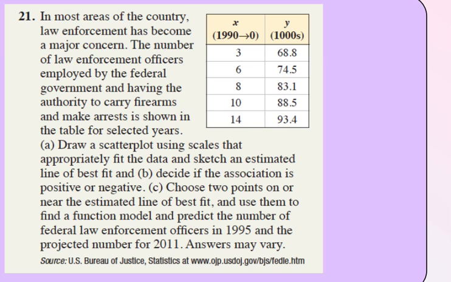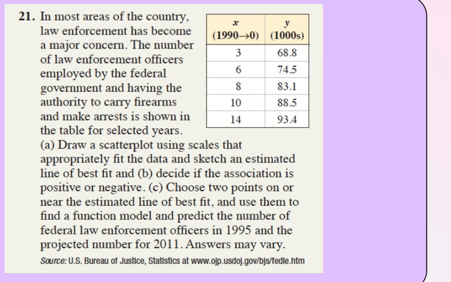So what we're going to take a look at is the first examples. In most areas of the country, law enforcement has become a major concern. The number of law enforcement officers employed by the federal government and having the authority to carry firearms and make arrests is shown in the table for the selected years. Draw a scatter plot using these scales.